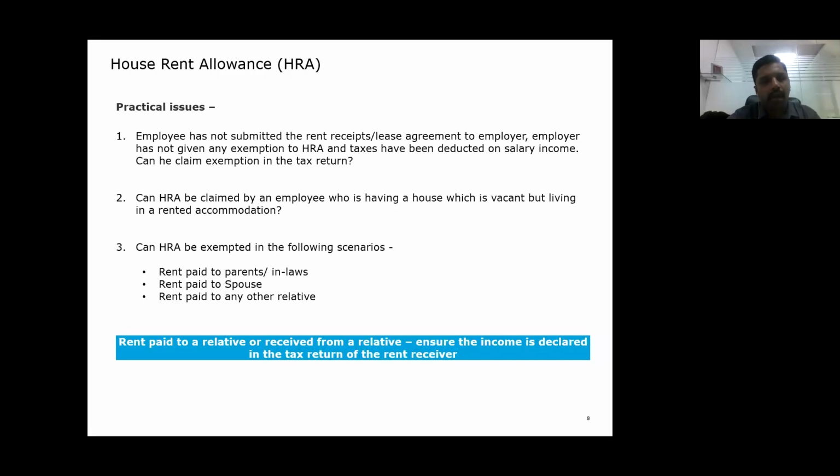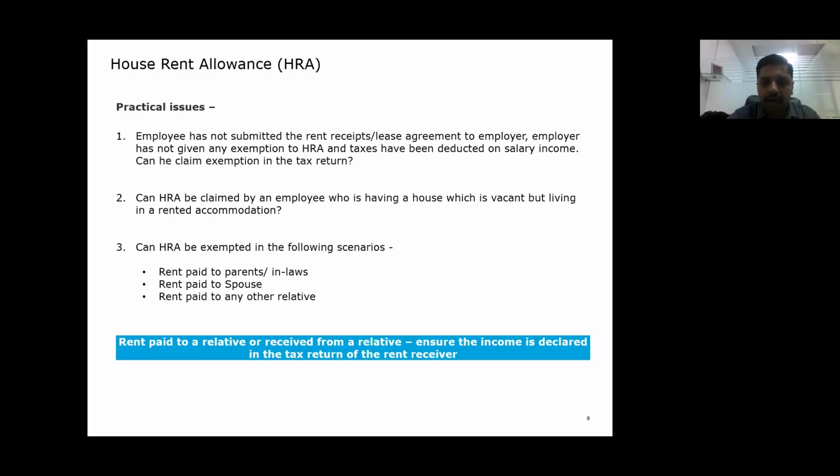Rent paid to spouse. See, for rent paid to spouse, also there is no restriction in the rules or the laws. However, in various forums, when this question has come up, tax authorities are saying that if it is paid to spouse, somehow we are not trusting that arrangement. That arrangement is not practically acceptable. So we cannot grant the HRA exemption if it is paid to spouse. This is the opinion coming from the tax authorities themselves. So, if the rent is paid to the spouse, then caution needs to be exercised by the employer whether to grant this exemption or not.